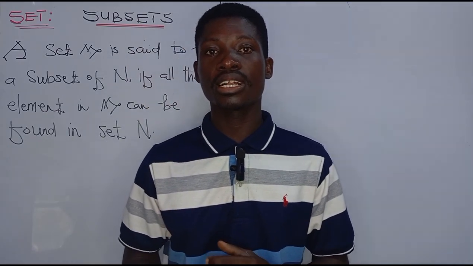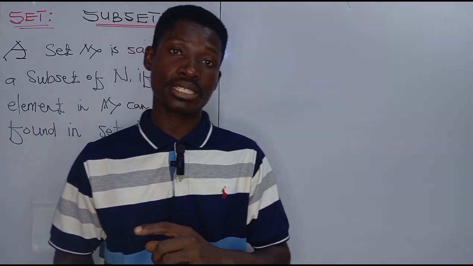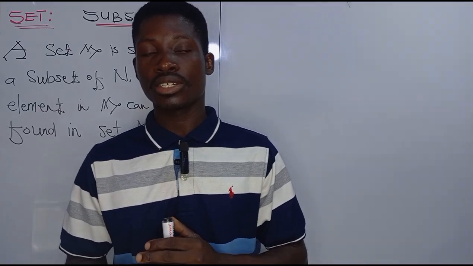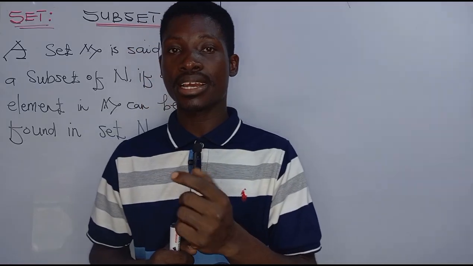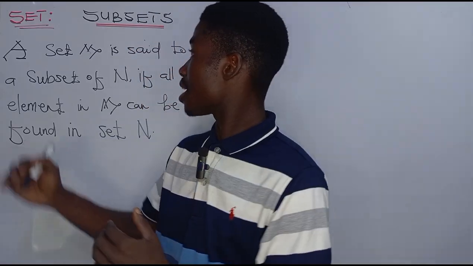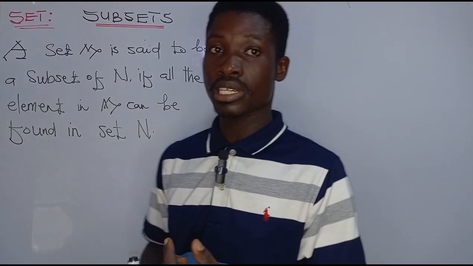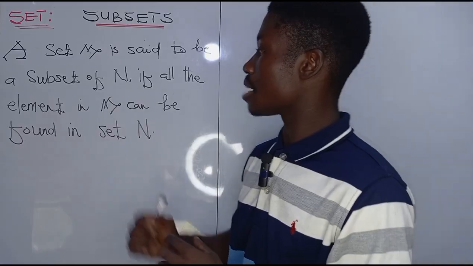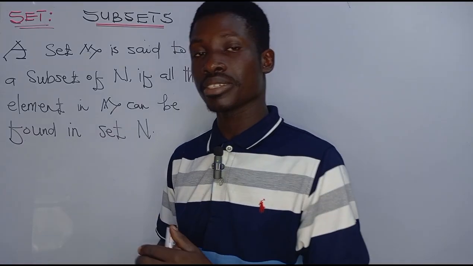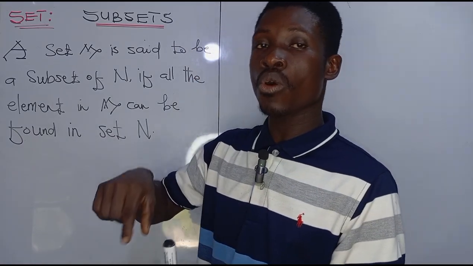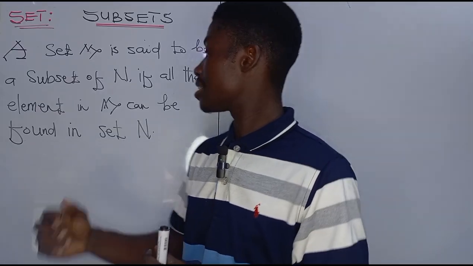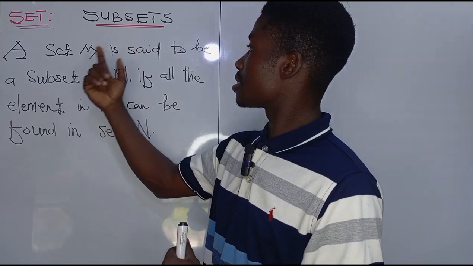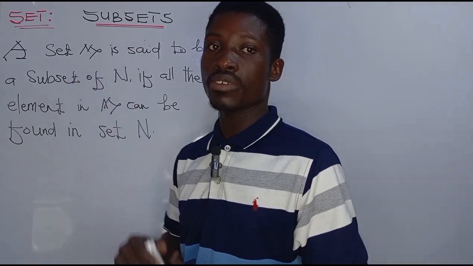In this very lesson, we shall be looking at subsets of a set. Let's consider set M and then set N. A set M is said to be a subset of N if all the elements in the set M can be found in set N. So the condition is if all the elements in set M can be found in set N, then we can say that set M is a subset of N.